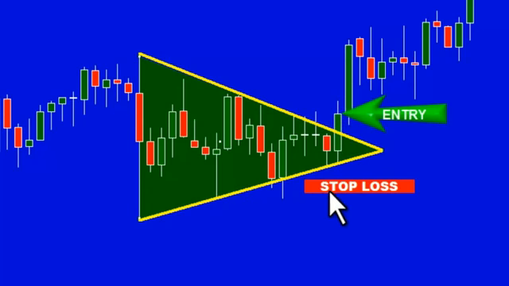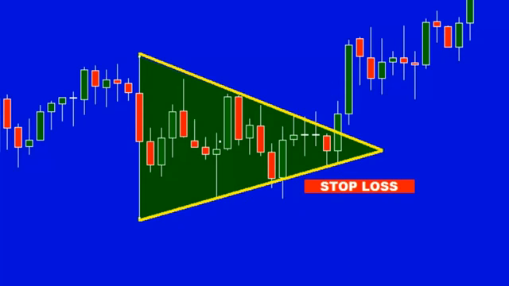A stop loss placed potentially below the triangle bottom or below a previous swing low, depending on the trader's risk tolerance, which is relevant to one's account size or emotional level.